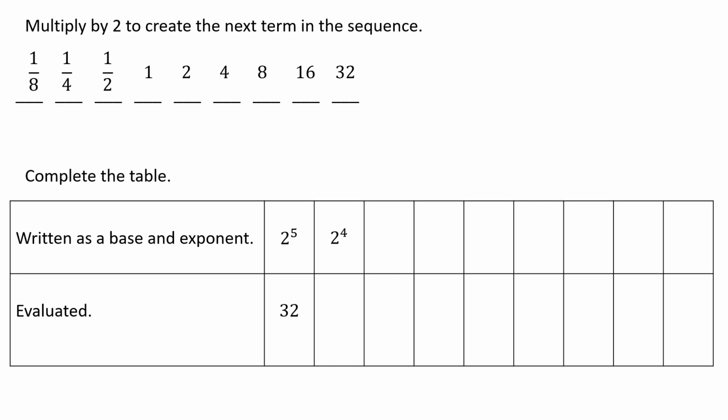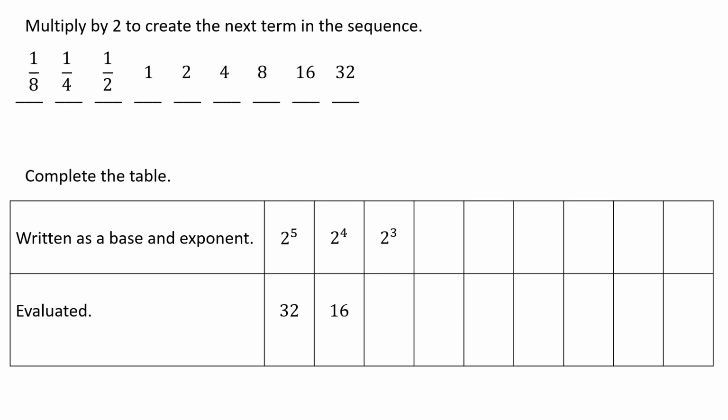Next one I'd like to have you figure out, 2 to the 4th power. If we evaluate this, I've got to do 2 times 2 times 2 times 2. I have to multiply 4 2's together. 2 times 2 is 4. Times 2 is 8. Times 2 is 16.